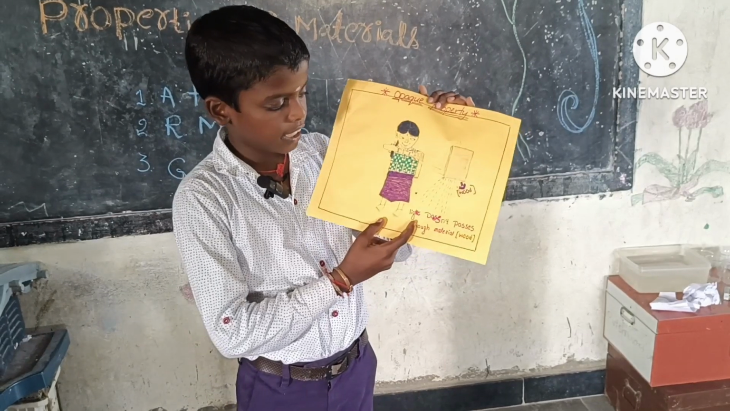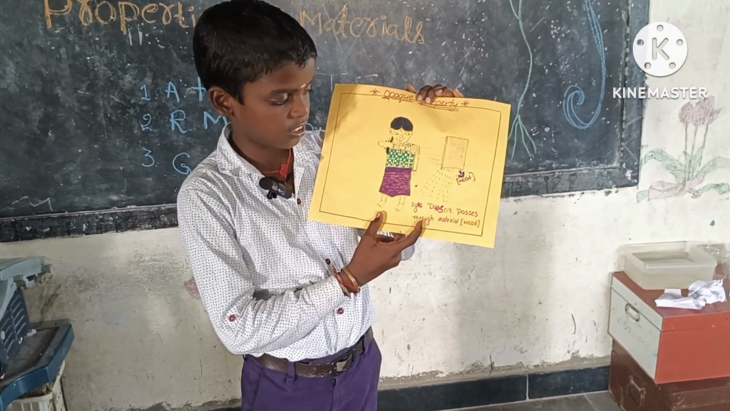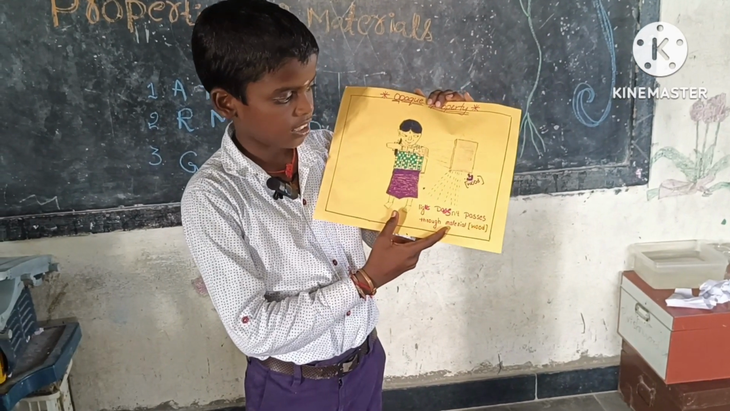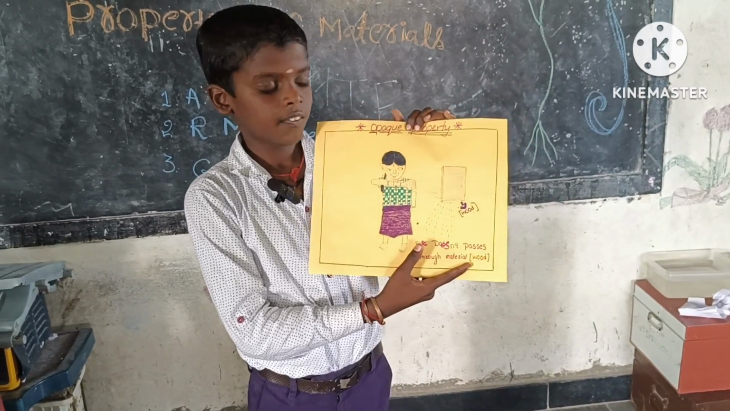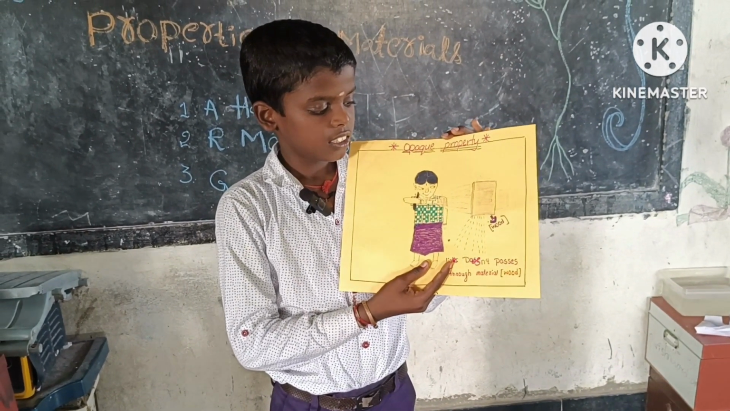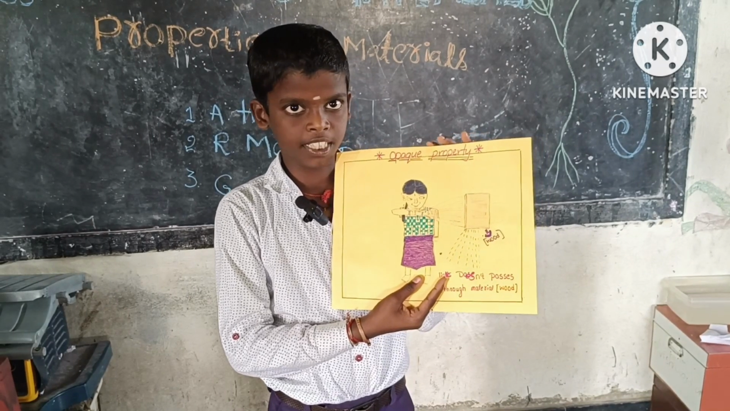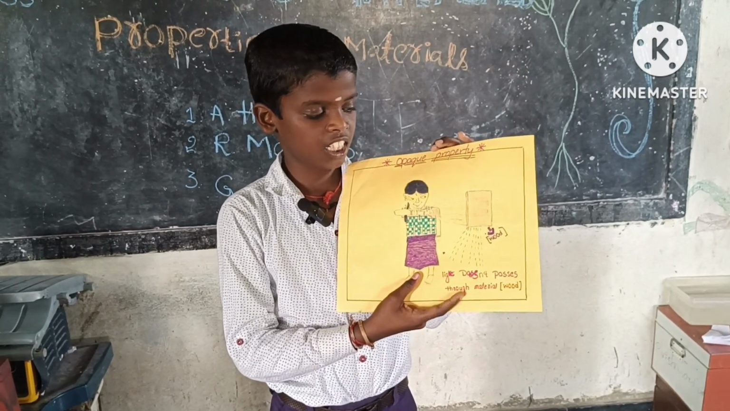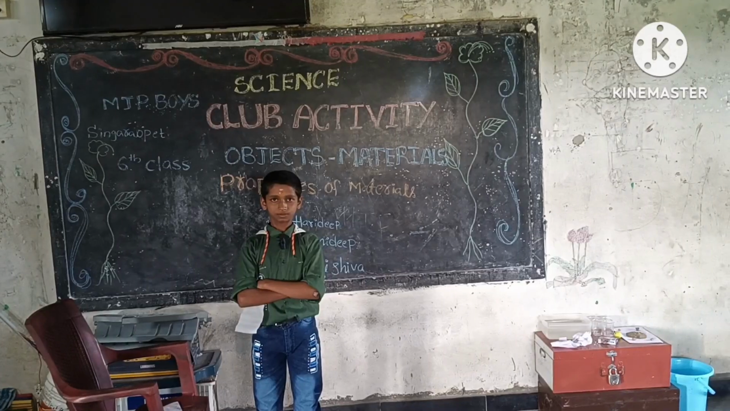The light does not pass through this material. The material name is wood. That's why we cannot see through this material. So this material has opaque property.